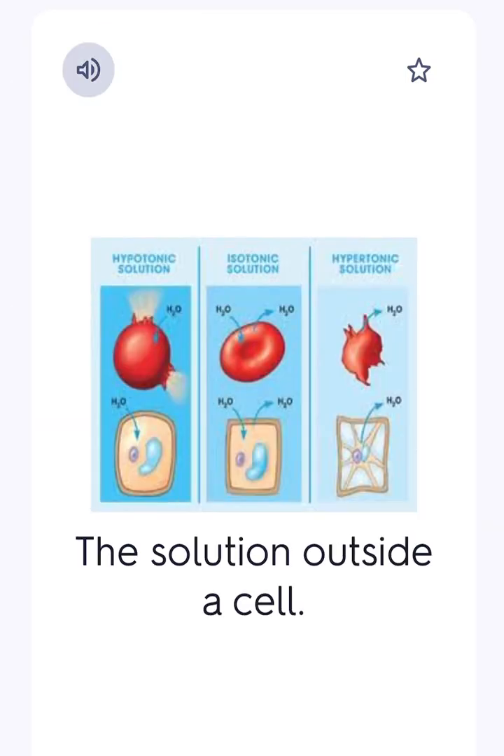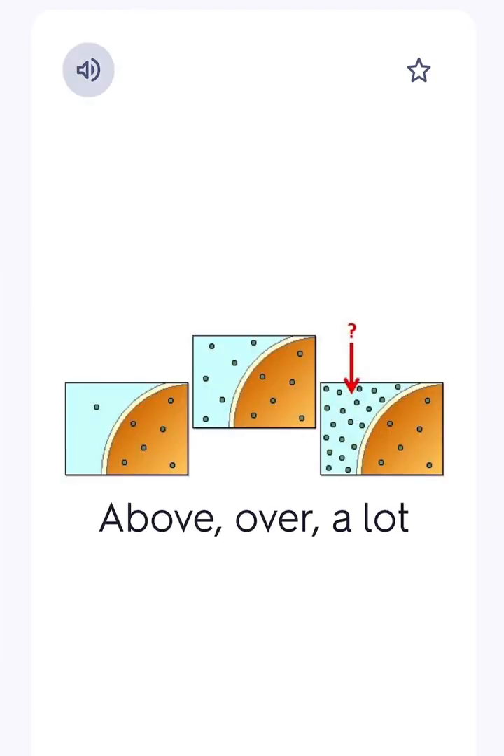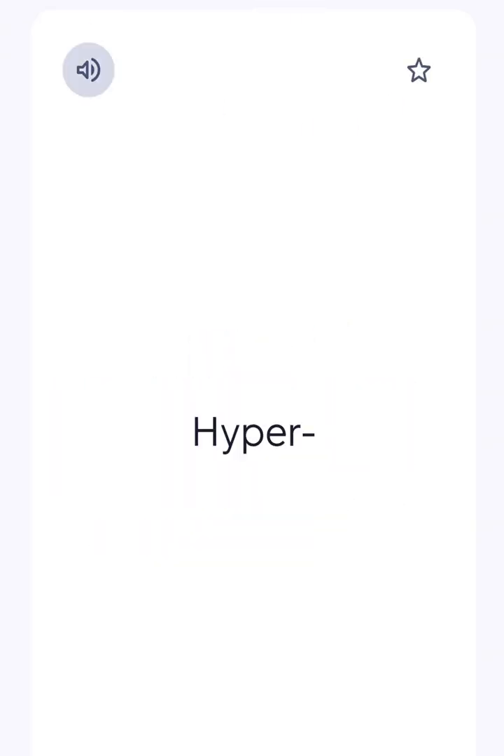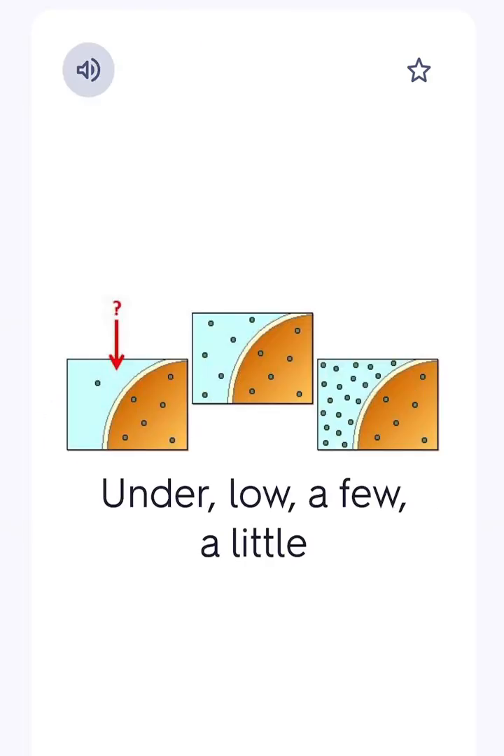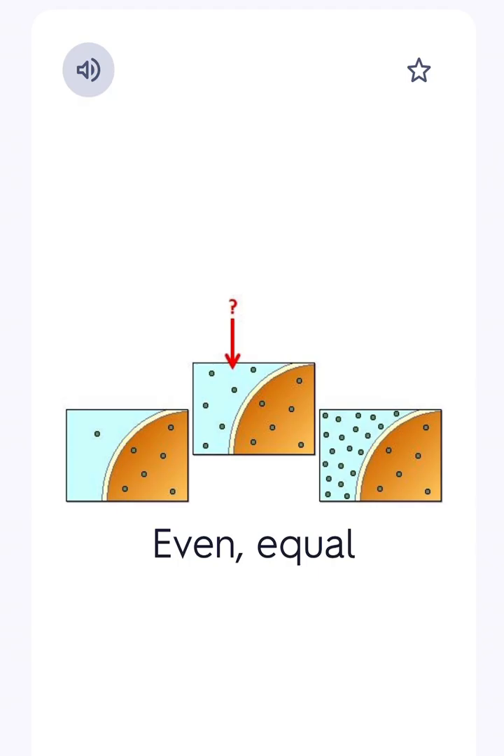The solution outside a cell: osmotic solution. Above, over, a lot: hyper. Under, low, a few, a little: hypo. Even, equal: iso.